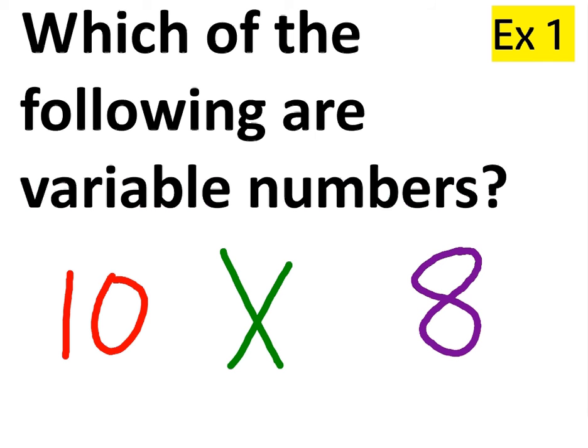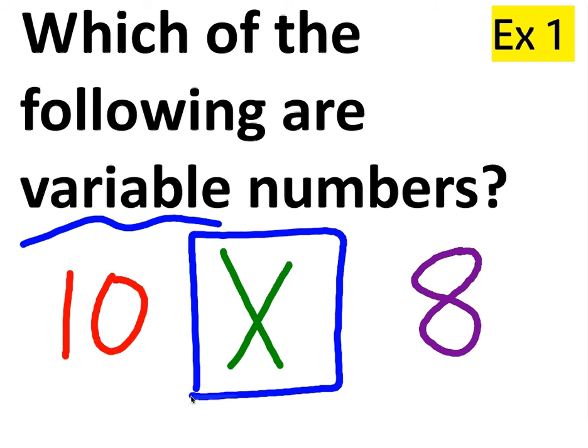These are the same slides we used with the constant numbers, although now we're going to identify which ones are variable, which ones change. Well, looking at it, we know that 10 and 8 stay the same, but we know x can change. And like I said, usually we use letters to represent variables, just because they're symbols that aren't numbers. I mean, that's really the only reason we do it.